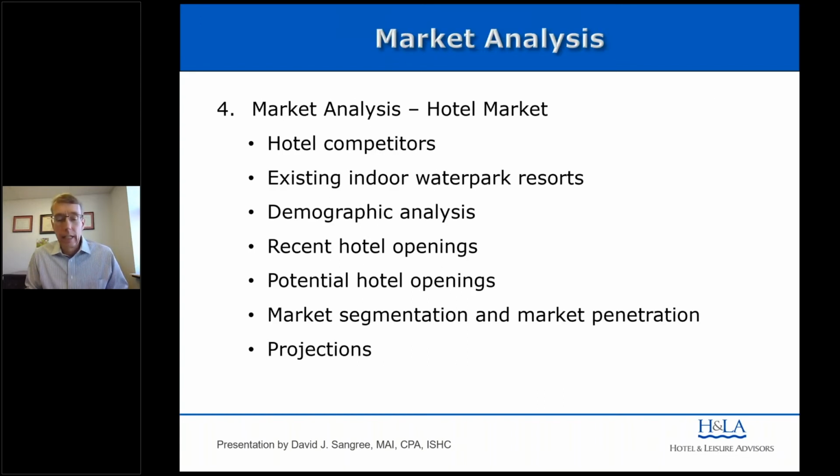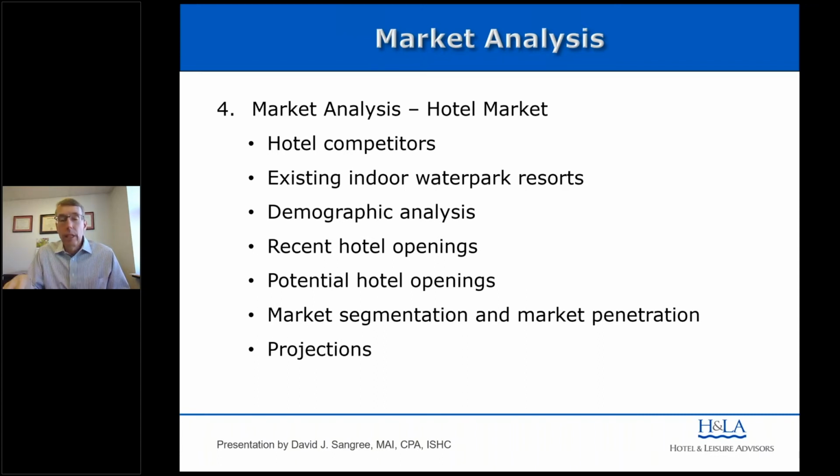Now, next is the market analysis, which is really the most important component of a feasibility study. There are two kinds of market analysis that are performed. One is on the hotel market, and a separate one is on the water park market. For the hotel market, we look at who the hotel competitors in the market are.